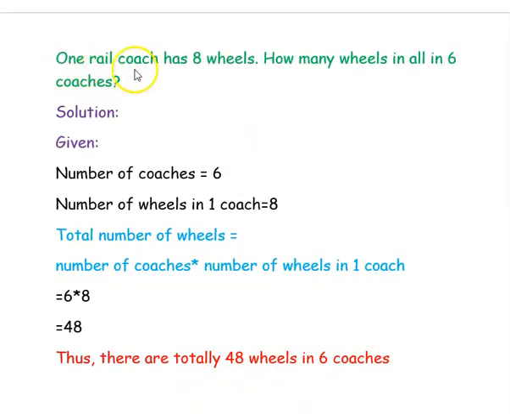Next example is one rail coach has 8 wheels. How many wheels in all in 6 coaches? So now it's given number of coaches is 6. So number of wheels in one coach is 8. So total number of wheels is equal to number of coaches into number of wheels in one coach. So number of coaches is 6 and number of wheels in one coach is 8. So 6 into 8 is 48. So thus there are totally 48 wheels in 6 coaches.